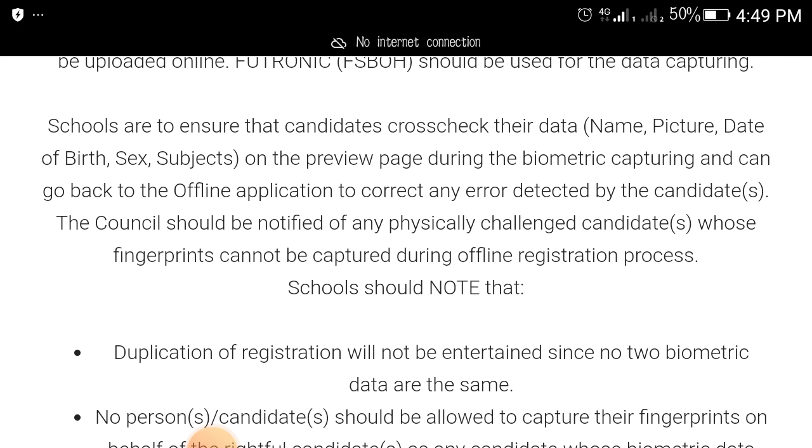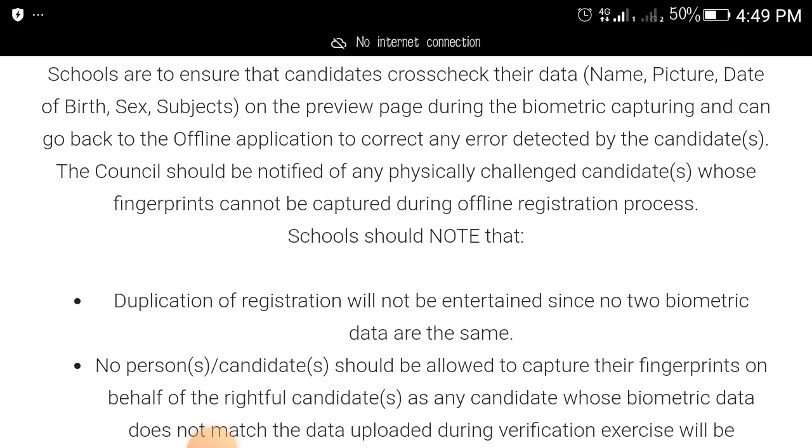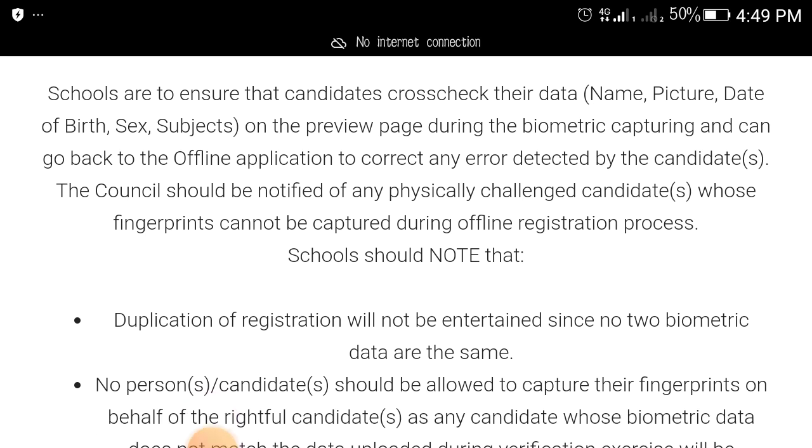If you are female, have female. Last year, I had a student who made a mistake in her gender. She is female, but they made a mistake and wrote male for her. She had to pay extra money. I think that time was 5,000 or 10K, 10,000 naira to change it from male to female. Then subject. So check your name, check your picture, check your date of birth, check your gender, check your subject.